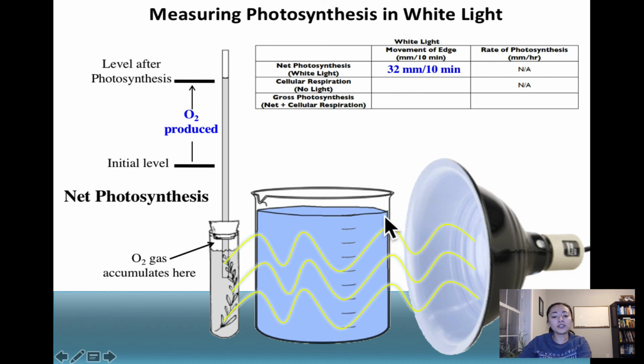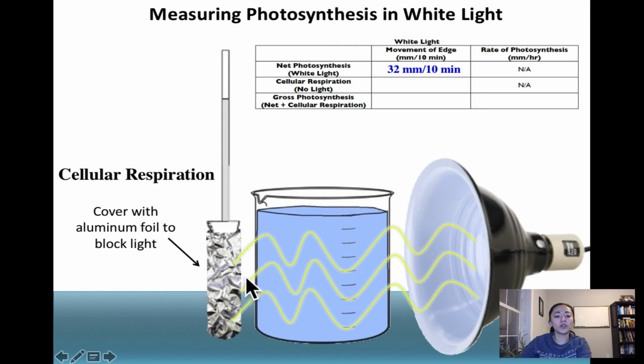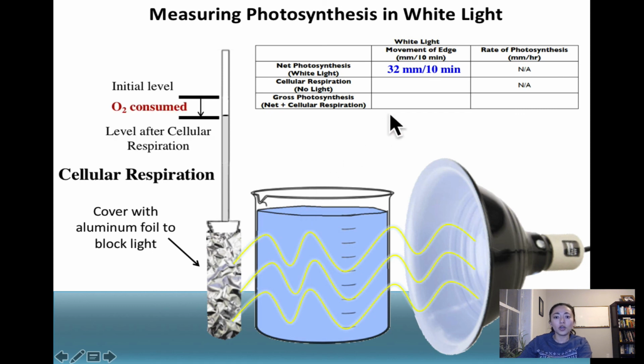In order to measure cellular respiration, what you're going to do is cover the tube up with aluminum foil so no light can come in. Now the plants can't photosynthesize, they can only use cellular respiration. Then you're going to wait 10 minutes, and what should happen to the volume in this tube? Well, it should go down because they are using oxygen for cellular respiration. Let's just imagine that it was 1.5 millimeters that they used.